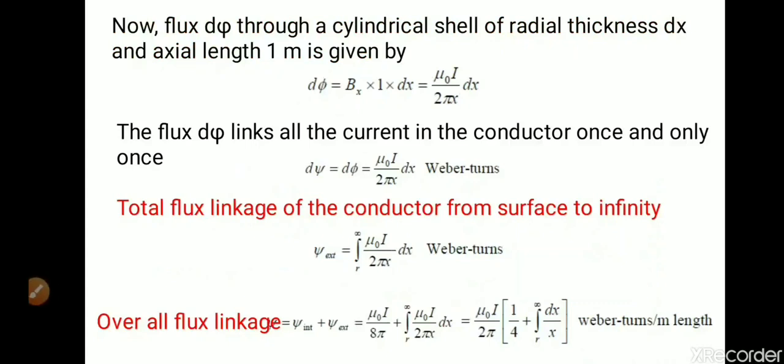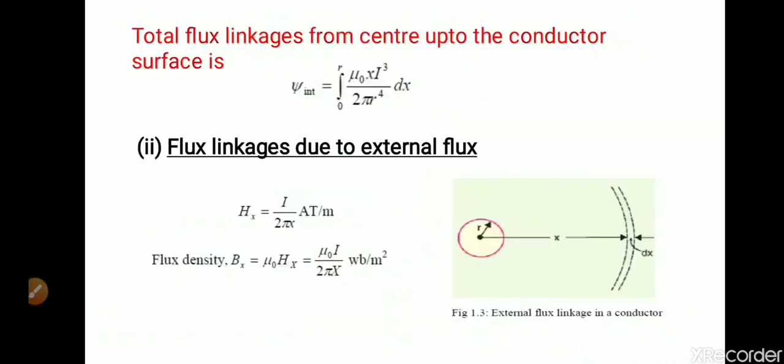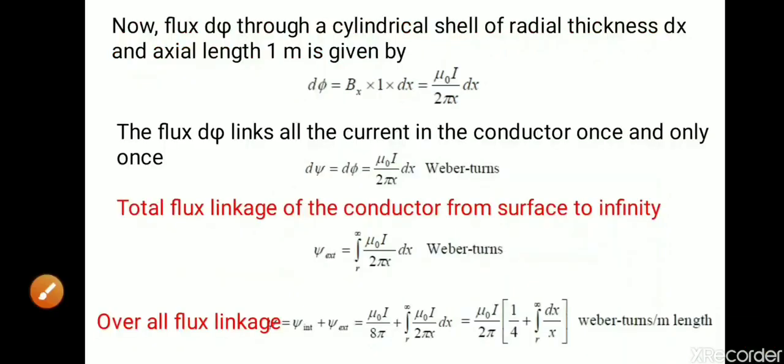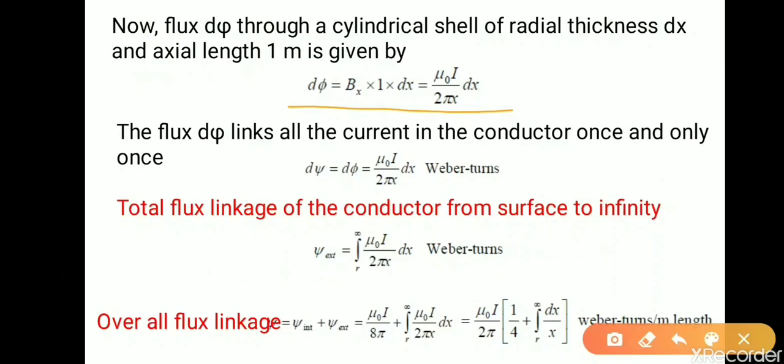Now the flux dφ through the cylindrical shell of radial thickness dx and the axial length of 1 meter is given by dφ equals B of x into 1 into dx. We are considering here the length as 1 meter, which equals μ0 I by 2πx dx, as this value we have already obtained in the previous equation.